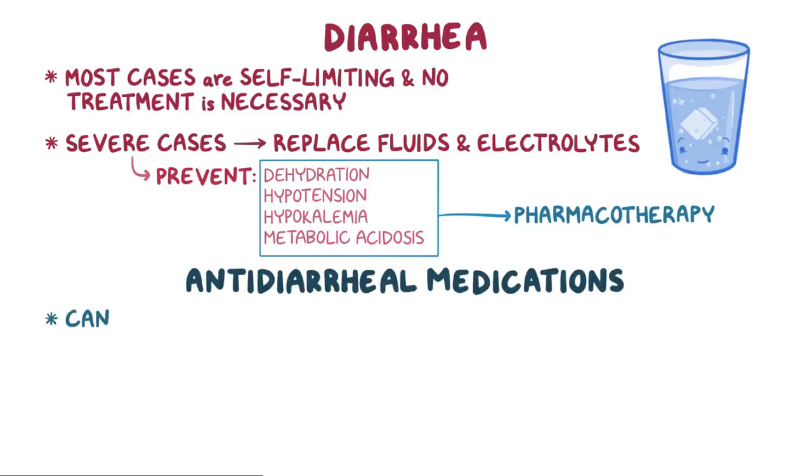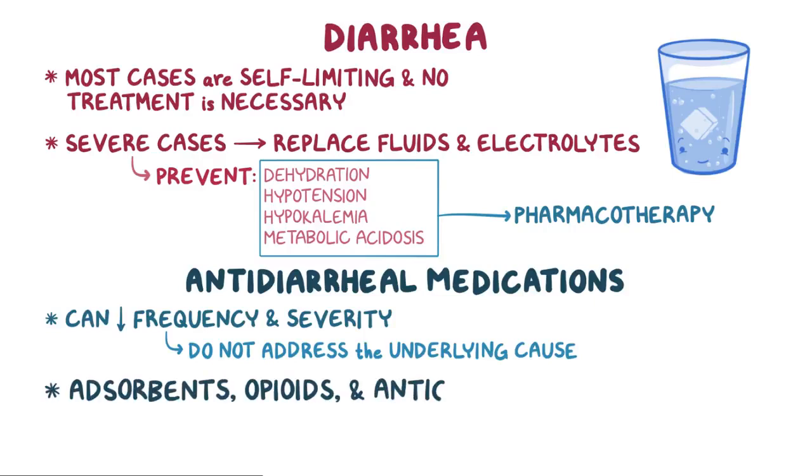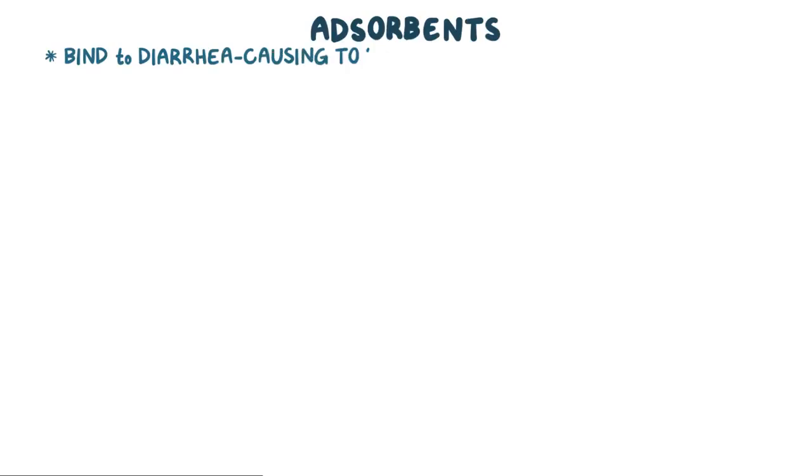Antidiarrheal medications can reduce the frequency and severity of diarrhea, but they don't address the underlying cause. Classes of drugs that help to treat diarrhea include adsorbents, opioids, and anticholinergics. Let's start with adsorbents, which are medications that can bind to diarrhea-causing toxins so that they can't act on the cells of the gastrointestinal tract.